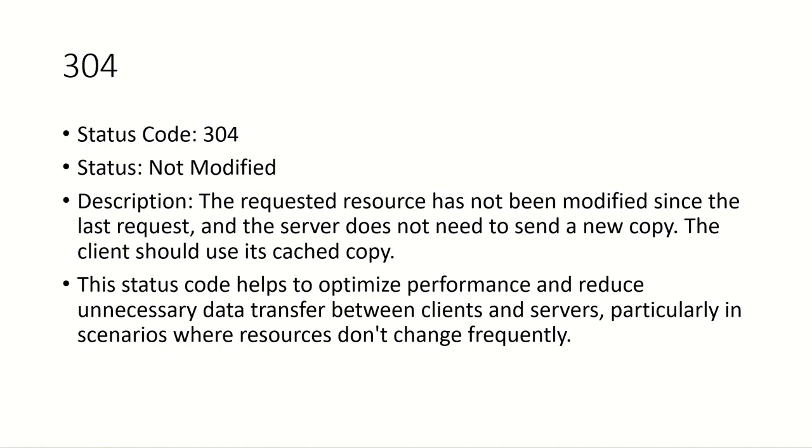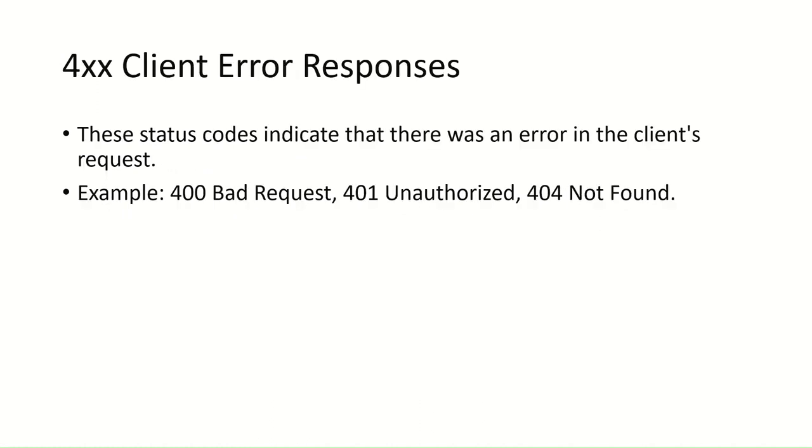This status code helps to optimize performance and reduce unnecessary data transfer between the client and the server, particularly in scenarios where the resource does not change frequently. So this is where you can use 304. Now coming to the next family of HTTP status codes, which is 4xx, the client error responses.